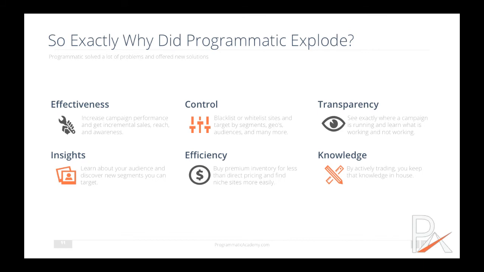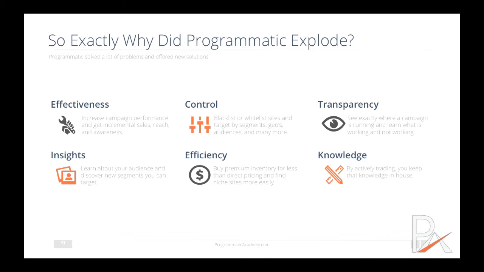And why exactly has programmatic been so successful in capturing everybody's attention? Like I mentioned previously, one of the main things it did was solve the problem of buying media in order to reach a target. We bypassed that entire process and we focus simply on the target. This obviously gives us effectiveness, control, insights, transparency, efficiency, and knowledge.